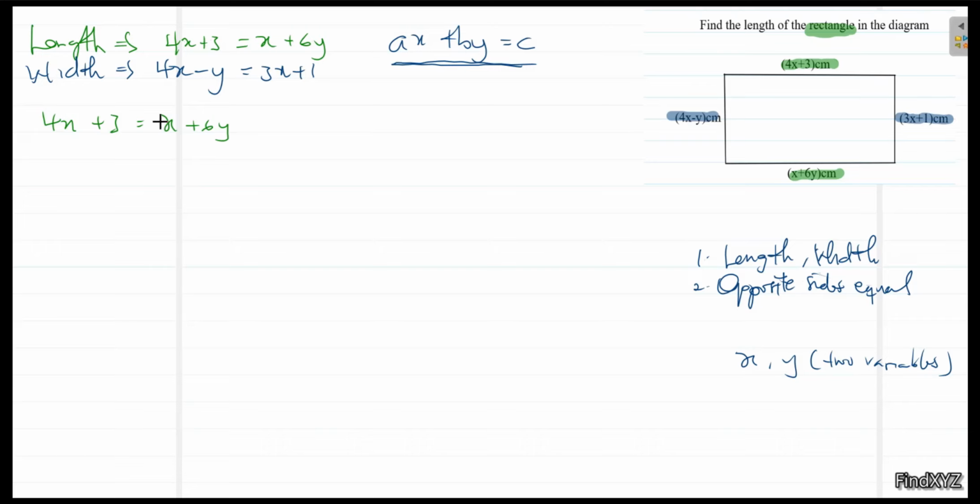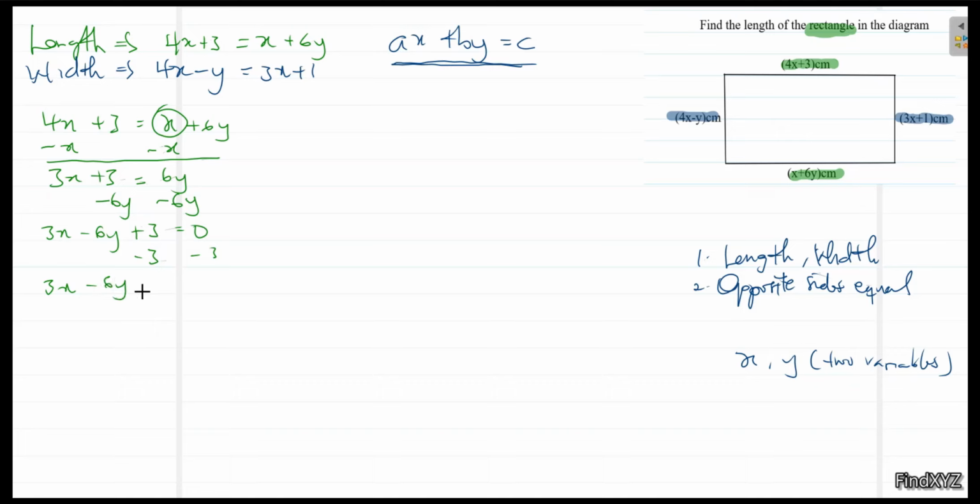So this x is positive, so let's subtract x from both sides. So 4x minus x, we have 3x plus 3 is equal to 6y. Now 6y is on this side. If I want to move it to this side, I can decide to subtract 6y from both sides. So I have 3x minus 6y plus 3 is equal to 0. Now let's move the constant to the other side. It's positive, so we subtract 3 from both sides. We have 3x minus 6y is equal to negative 3.